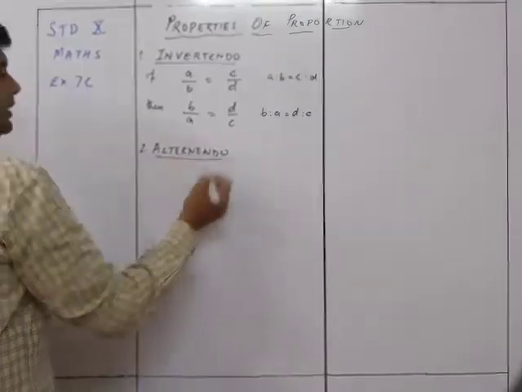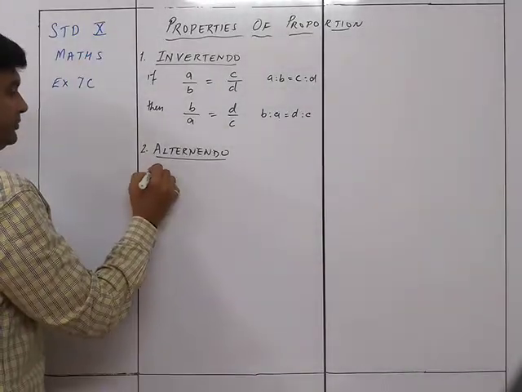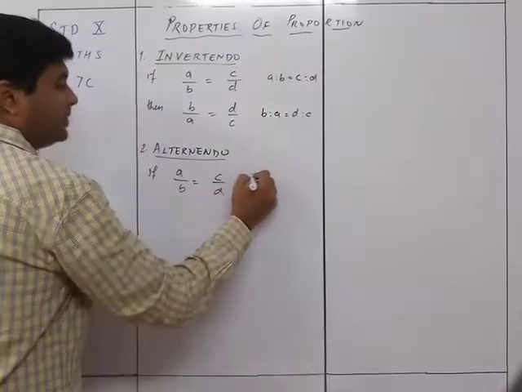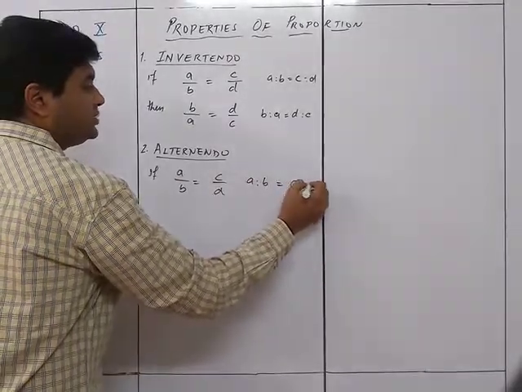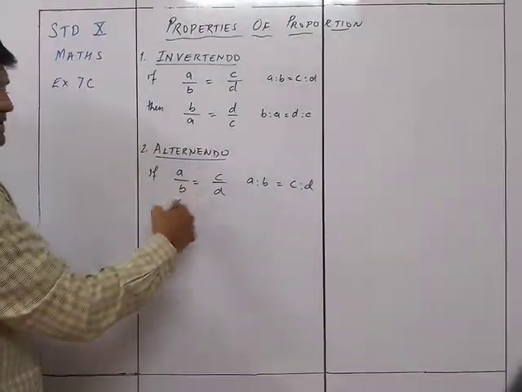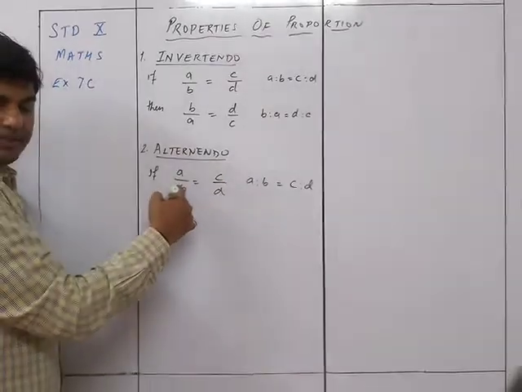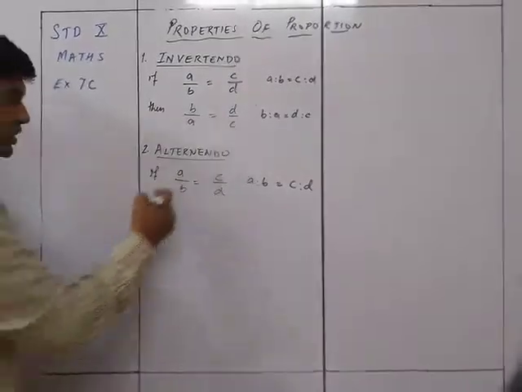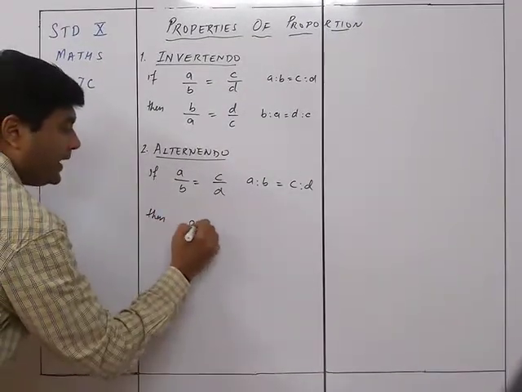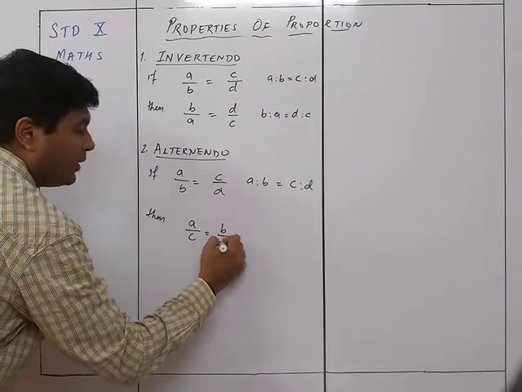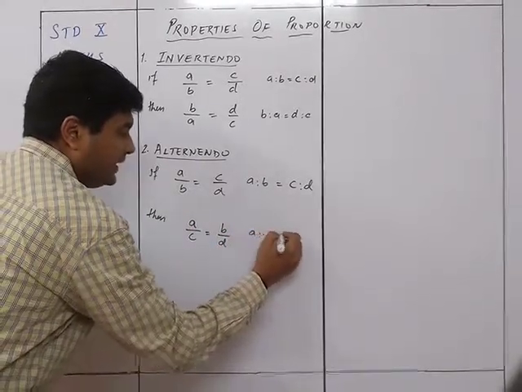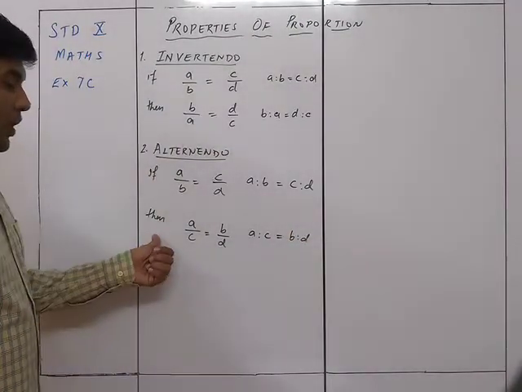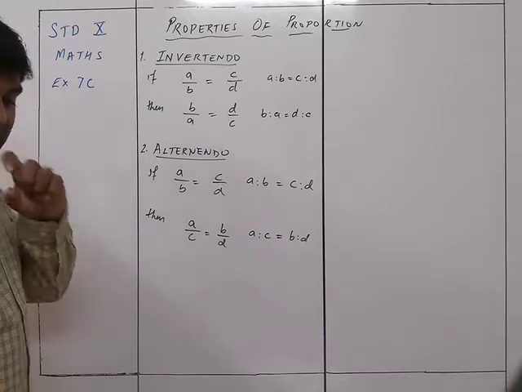The next one is alternando. In alternando, if A upon B is equal to C upon D, that is A is to B is equal to C is to D, then we are just alternating. That means we are interchanging the values. Then A upon C will be equal to B upon D. That is A is to C is equal to B is to D. That is called alternando.